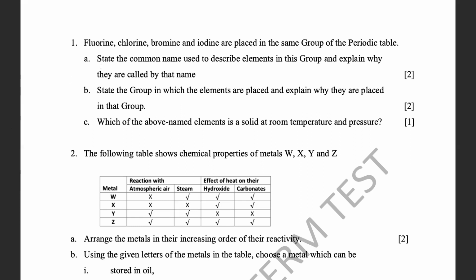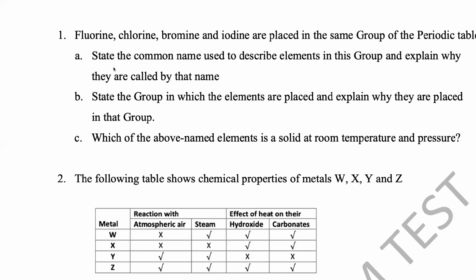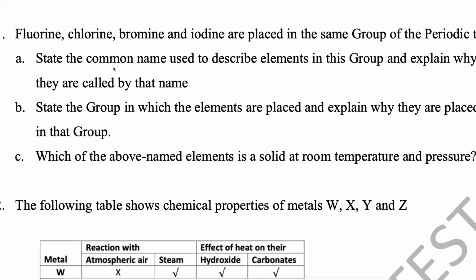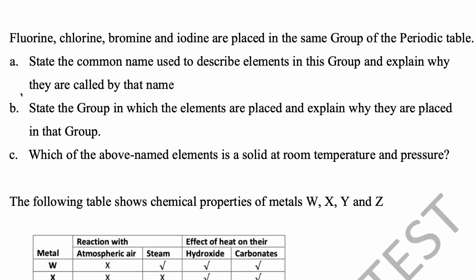So here you state the name. Allow me to zoom it a little bit. You state the name as well as giving a reason as to why these elements are called by that name. So what could be that name? Fluorine, chlorine, bromine and iodine are all part of group 7. Group 7 elements are called halogens, and they are called halogens because they form salts.